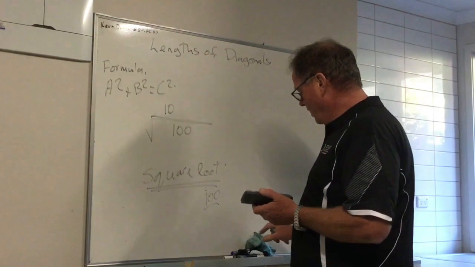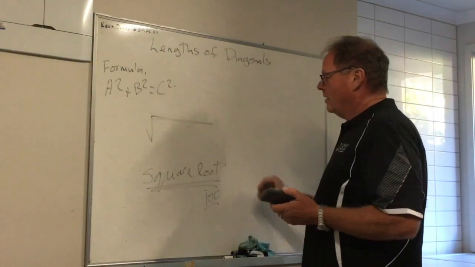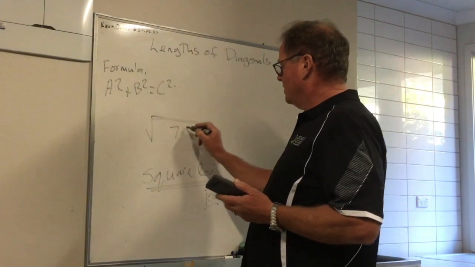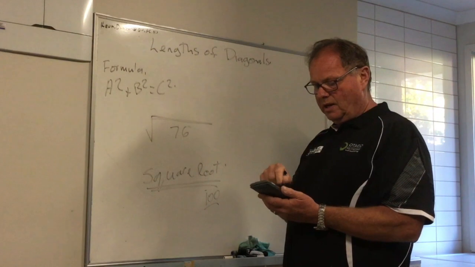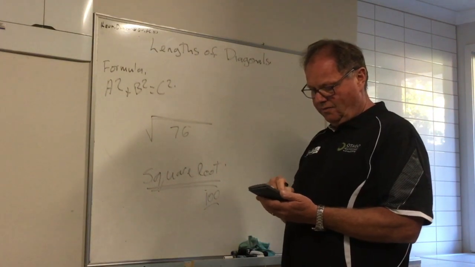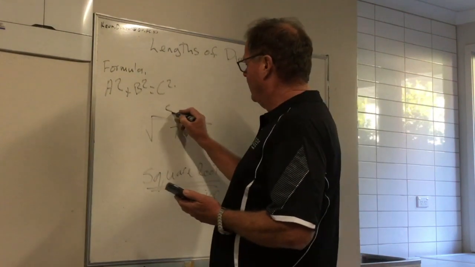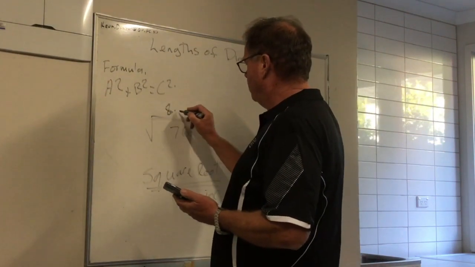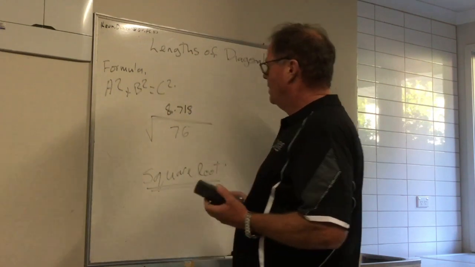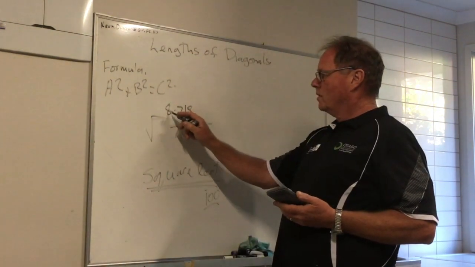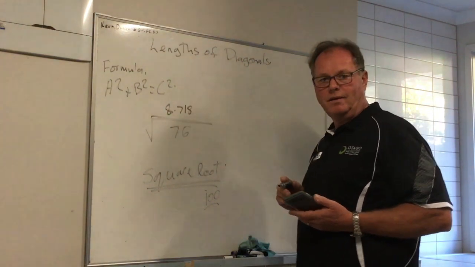But you're often not going to have a nice even number like 100. You might well have a number like 76. So what's the square root of 76? Same deal, put it in here. Square root 76 equals 8.718. So now we know that the square root of 76 equals 8.718.